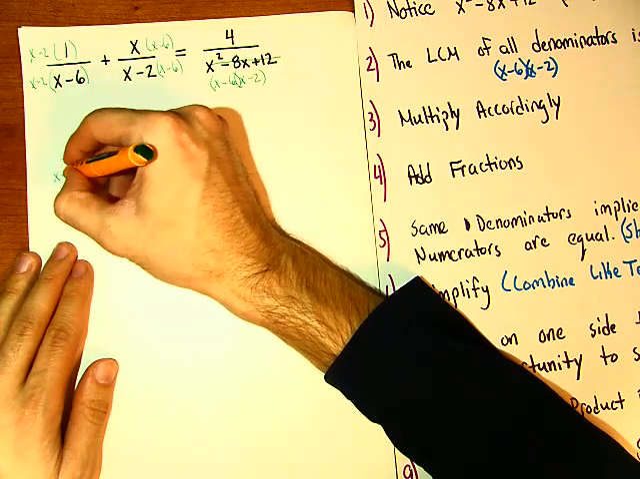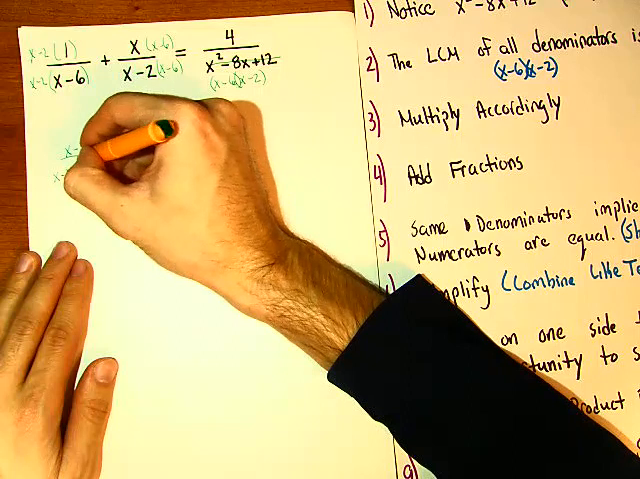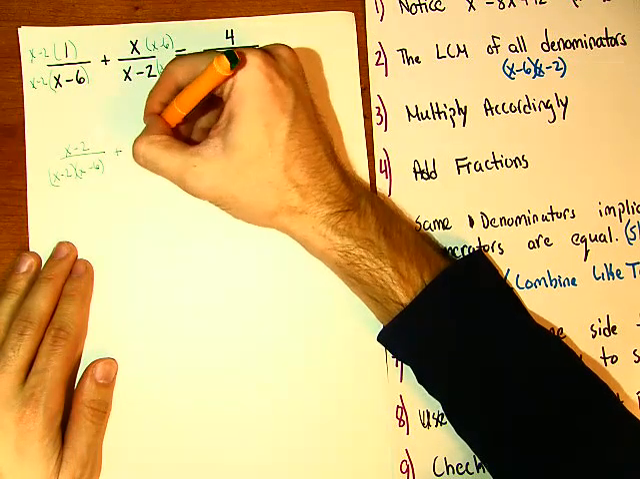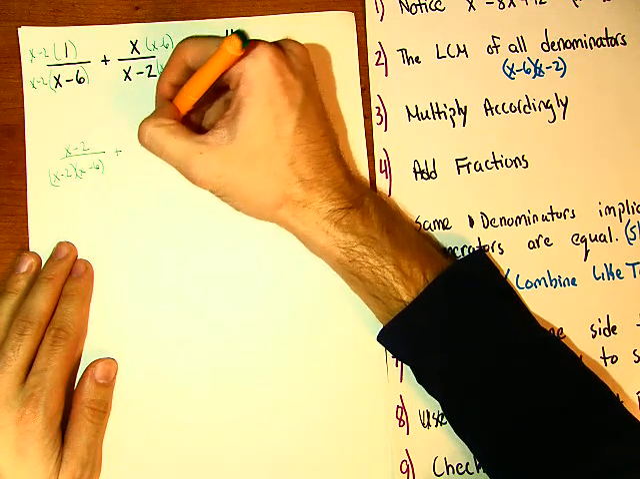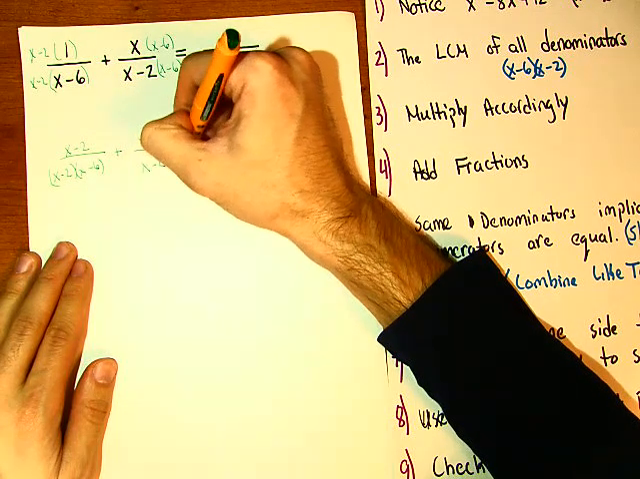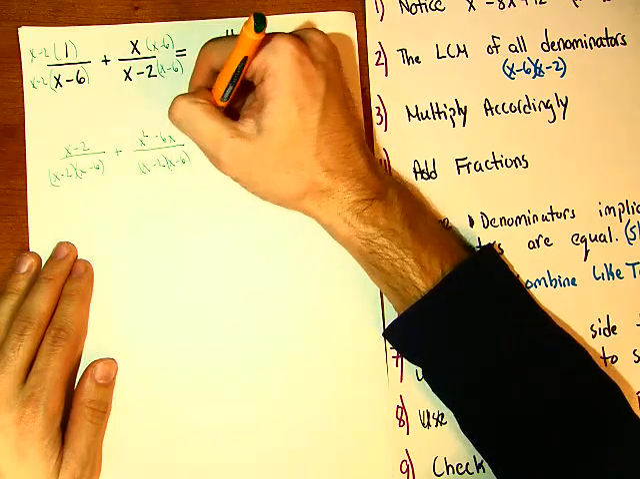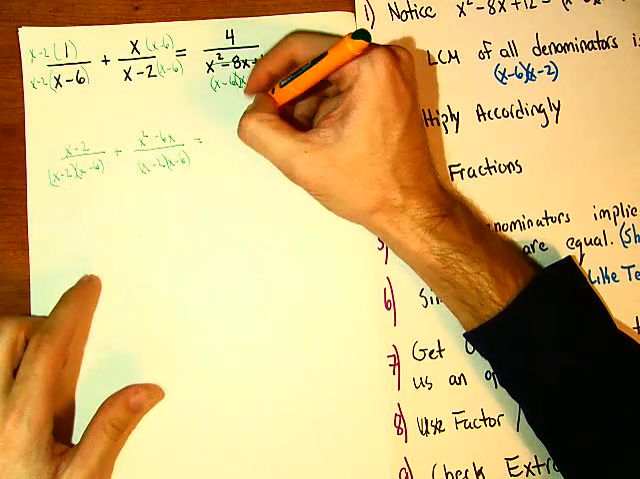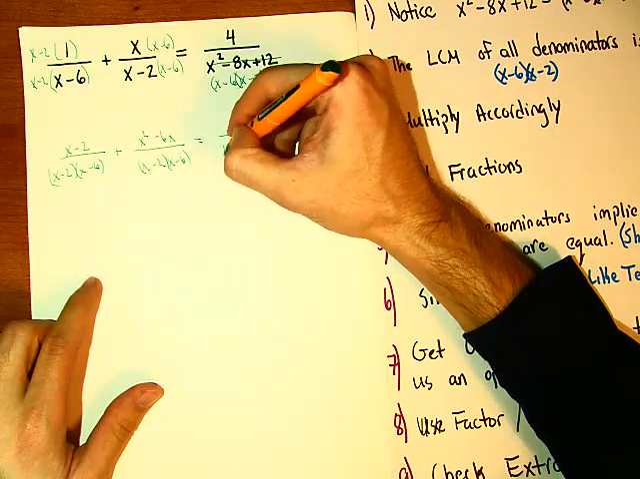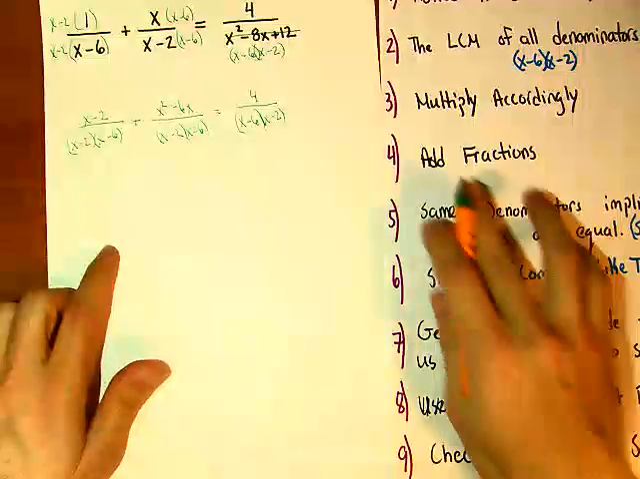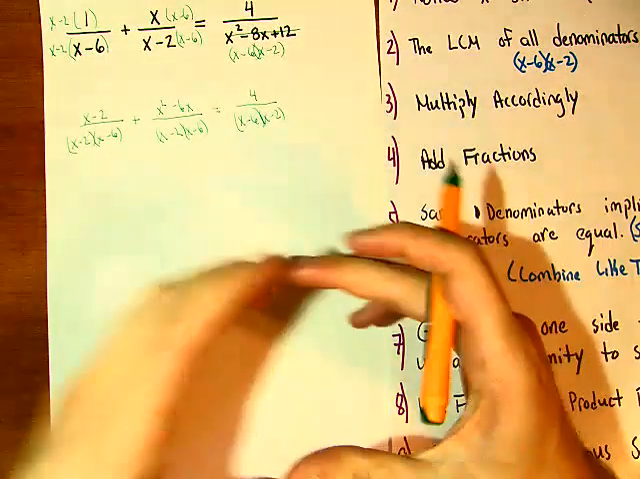And this is x minus 2, x minus 6 on the bottom, plus x times x is x squared, x times minus 6 is minus 6x, over x minus 2, x minus 6. And here, we didn't need to change anything, right? Because they have that same denominator: 4 over x minus 6, x minus 2. And now what can we do? Same denominators, we can add.